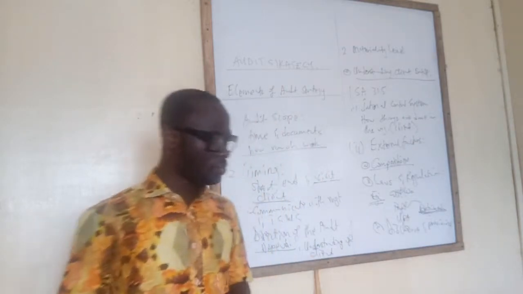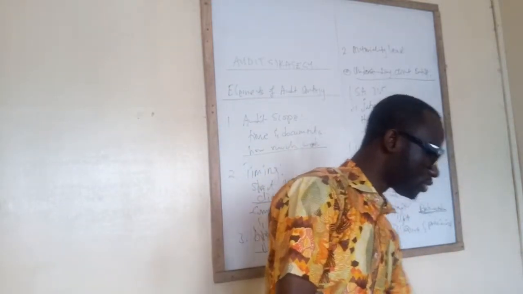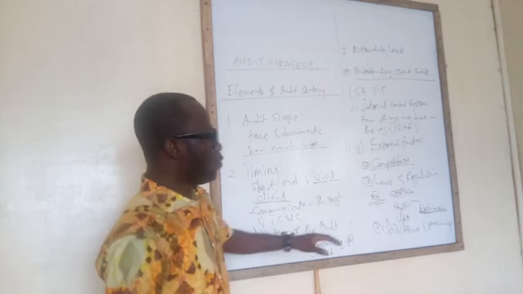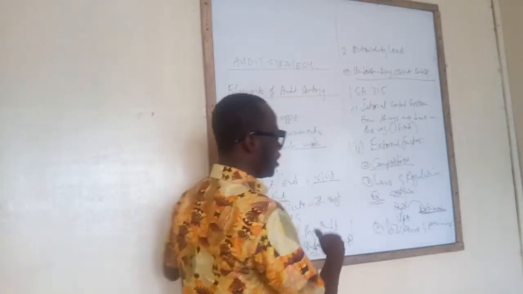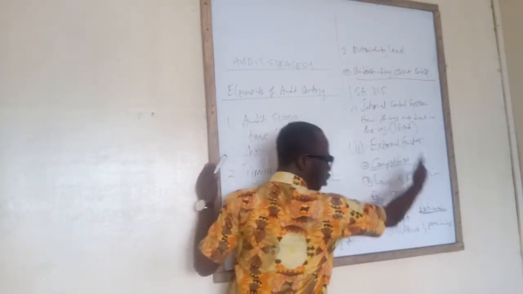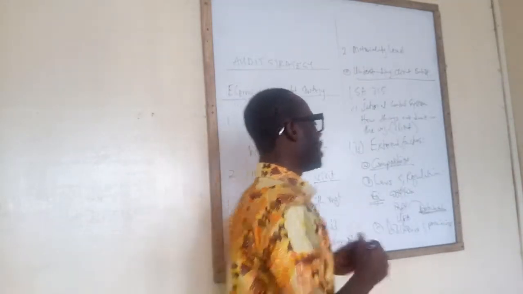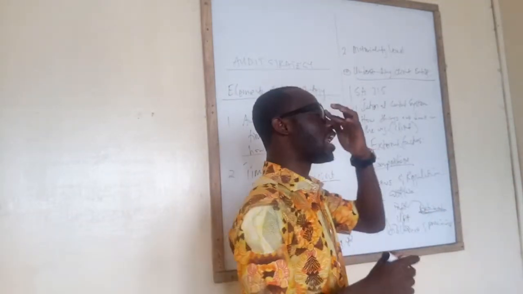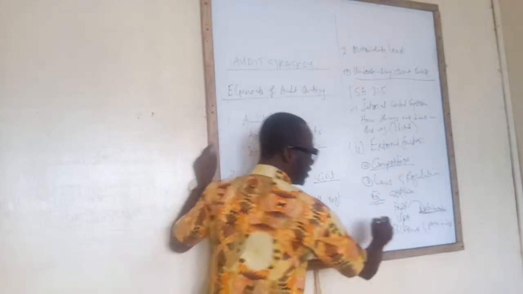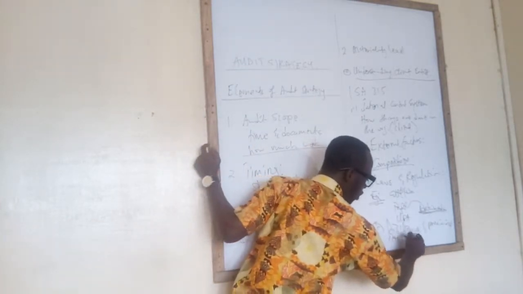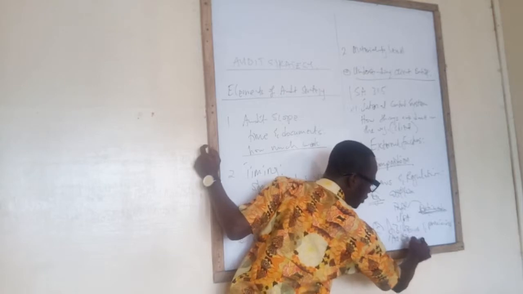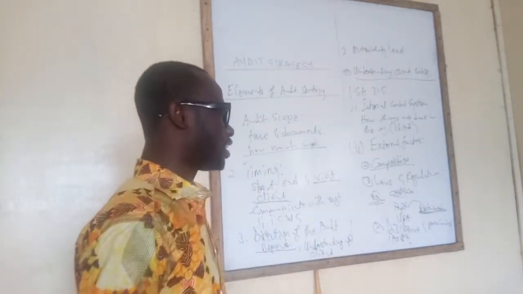Disclosure and provision. Now, we would have to find out how management has disclosed and made provisions in a financial statement. For instance, there is an accounting standard called IAS 37, provisions, contingent liabilities, and contingent assets.